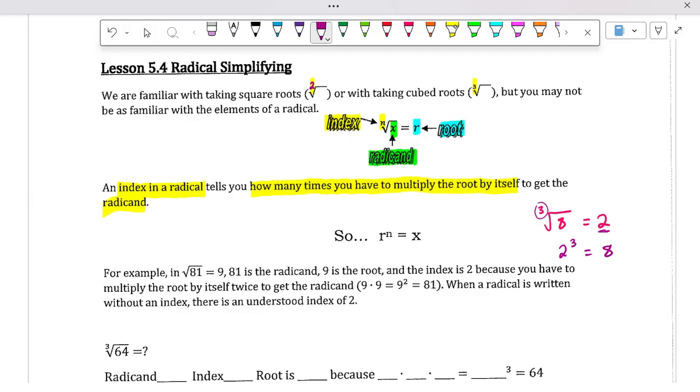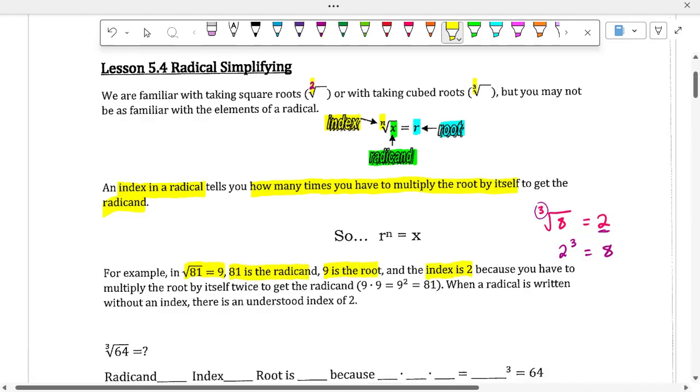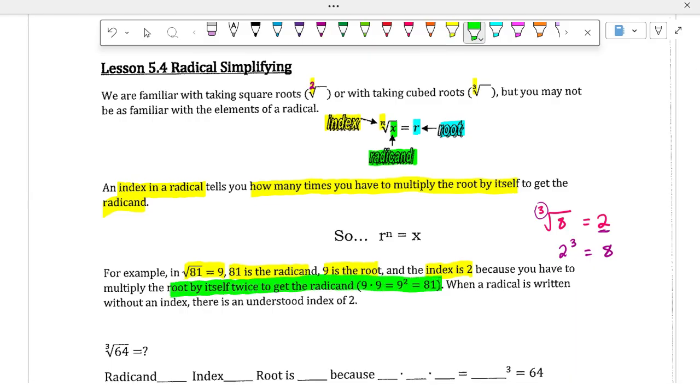So another example, the square root of 81 is equal to 9. 81 is the radicand. 9 is the root. The index is 2 because it's a square root. And then you multiply the root by itself twice to get the radicand. So 9 times 9, or 9 squared, equals 81.